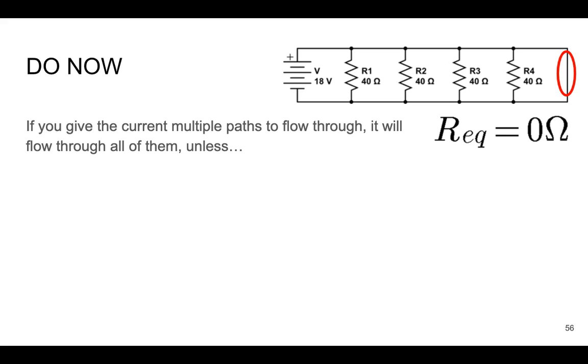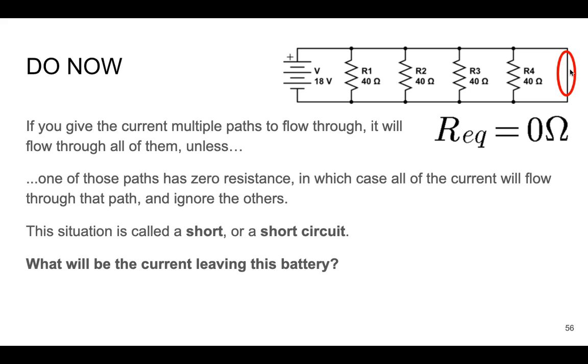When you have different branches like this, you're giving the current the chance to flow through all of the branches. Normally it would flow through all of the branches to some degree, but that's not true in this case because we've got a short. If you hook this up, all of the current would just take this path right here. It would all go through this. None of it would go through R1, R2, R3, or R4.